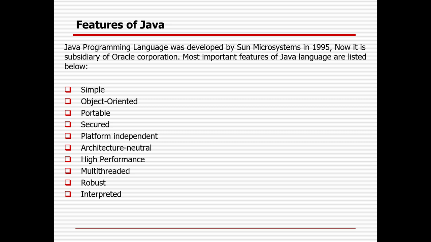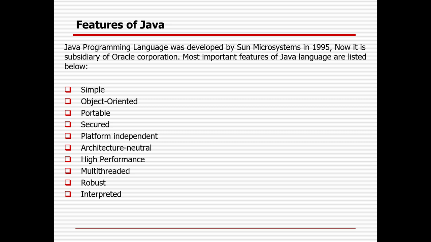So I tried to list the most important features of Java below: simple, object-oriented, portable, secure, platform-independent, architecture neutral, high performance, multi-threaded, robust, and interpreted. So, simple. Java is very easy to learn, and its syntax is simple, clean, and easy to understand. According to Sun Microsystems, Java is a simple programming language.